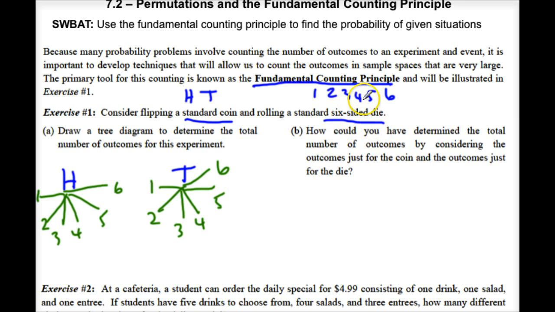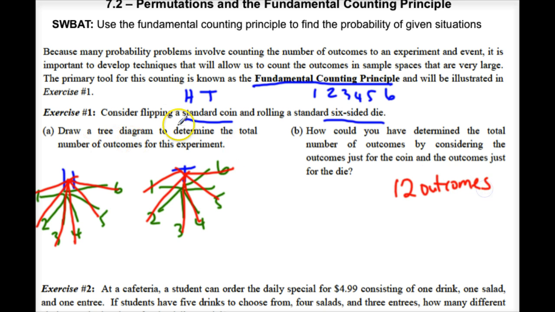It says, how could you determine the total number of outcomes by considering the outcomes just from the coin and the die? So if I look at this, I would see 1, 2, 3, 4, 5, 6, 7, 8, 9, 10, 11, 12. There are 12 possible outcomes, but how can I look at these numbers? Here there are 2 outcomes, and here there are 6 outcomes. What can I do with these numbers to give me this total number without having to do this?